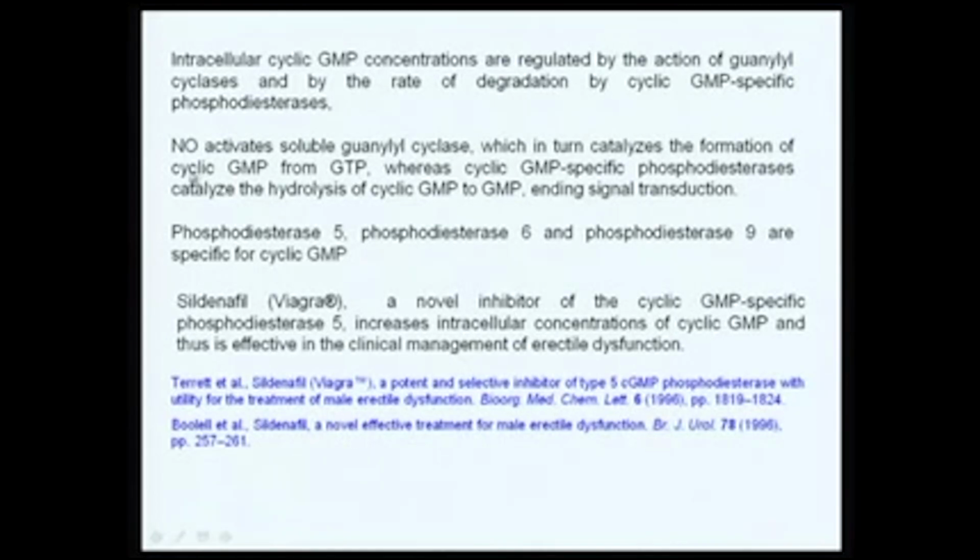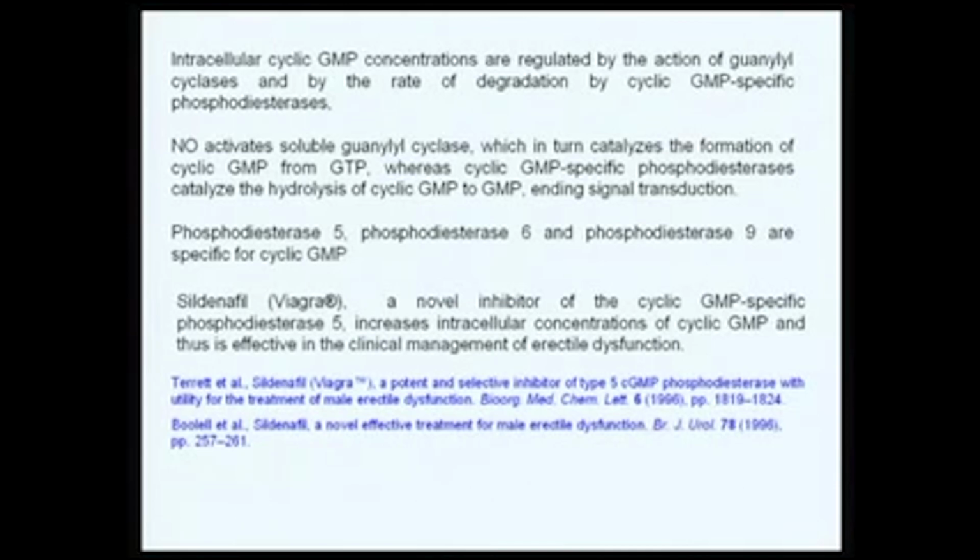For example, nitric oxide activates soluble guanylate cyclase, which in turn catalyzes the formation of cyclic GMP from GTP, whereas cyclic GMP specific phosphodiesterases catalyze the hydrolysis of cyclic GMP to GMP, ending the signal transduction. So, on one hand, when you activate the guanylate cyclase, the intracellular concentration of cyclic GMP increases. On the other hand, when you activate a phosphodiesterase, it cleaves the cyclic GMP, leading to a decrease in the cyclic GMP concentration, and both have very important physiological functions.